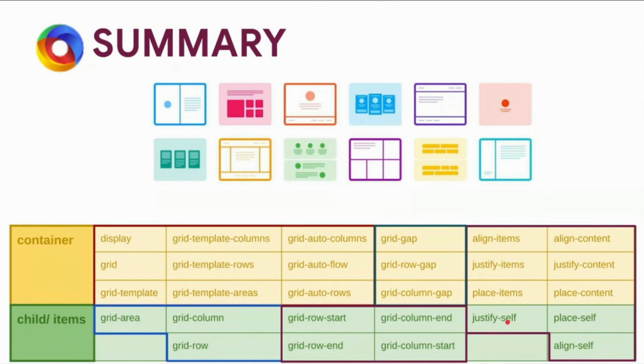In the child or items, we can only have the properties we have seen, either for placement purposes or justify self, place self. These are the child ones. Everything else we have read, the creation of the grid, the gap property, or align items, justify items, place items, all of these are at the container parent level. So the grid creation, the gap property, and the alignment inside the grid should be handled by the parent, and all the inner ones will be in the child. Any other doubt? Anyone else have? Okay, so that's it for the grid.